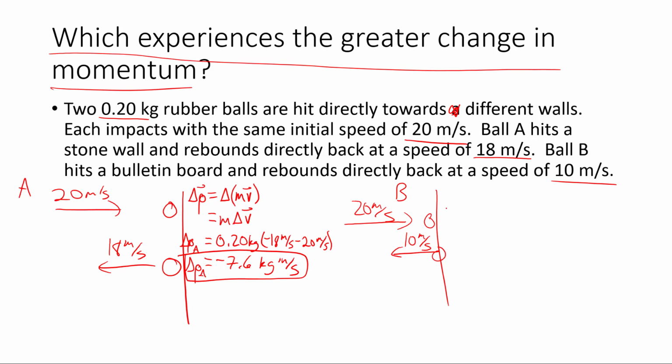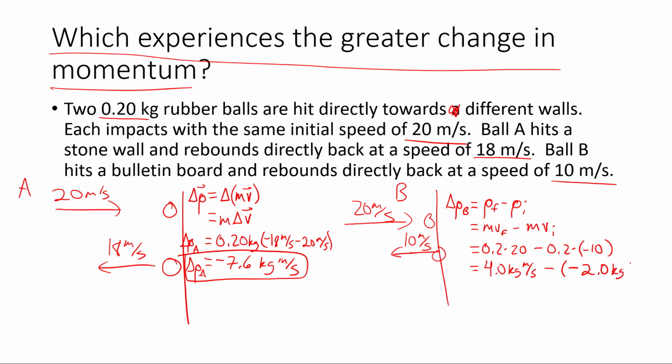I'm going to do it a slightly different way in B. Change in momentum is just going to be equal to momentum final minus momentum initial. So I'm going to calculate my final momentum. It's just going to be mv final minus mv initial. So 0.2 times 20 minus 0.2 times negative 10 meters per second. I'm omitting the units. 0.2 times 20 is 4 kilograms meters per second. That's our final momentum. Minus 0.2 times negative 10 is negative 2.0 kilograms meters per second. So when we do 4 minus negative 2, we get 6.0 kilograms meters per second.